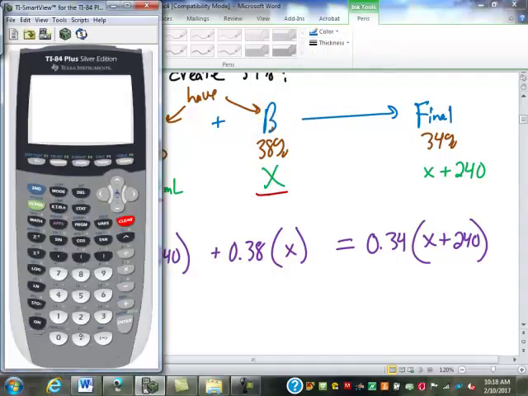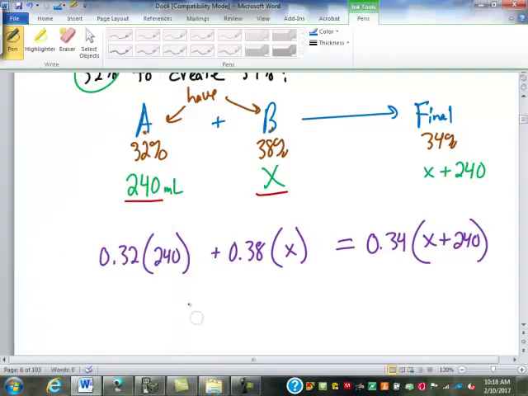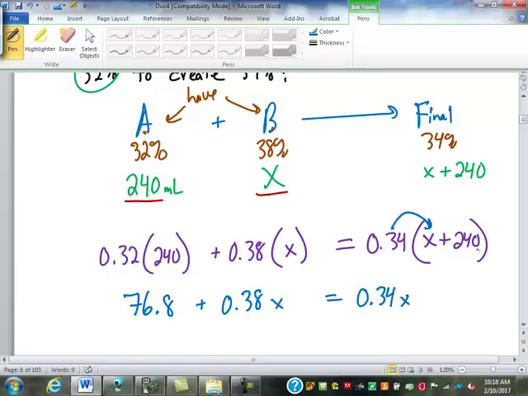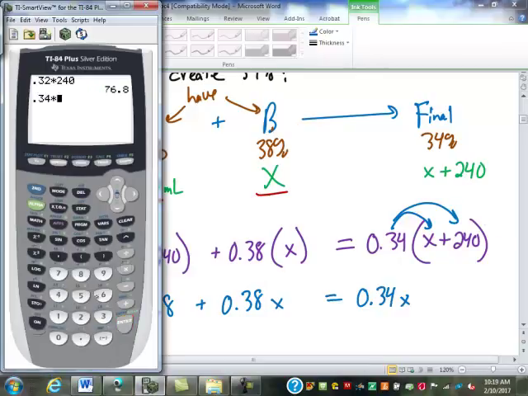0.32 times 240 is 76.8. 0.38 times x is just 0.38x. Nothing more I can combine on the left side, so we're going to go to the right side. We have to distribute through the parentheses. 0.34 times x is 0.34x. 0.34 times 240 is 81.6.